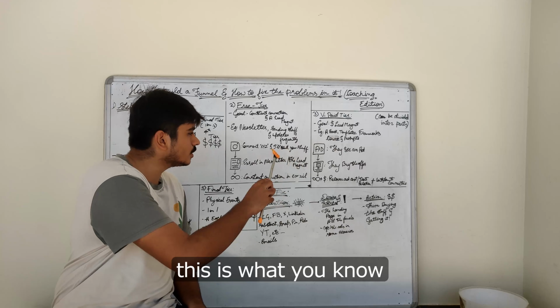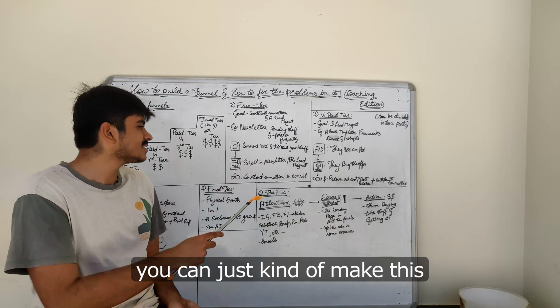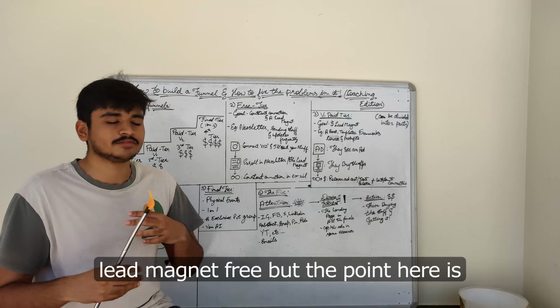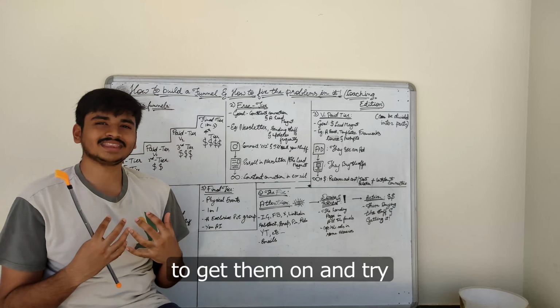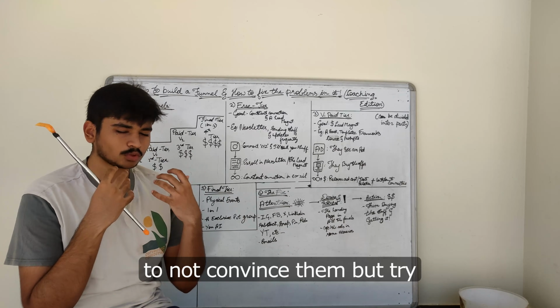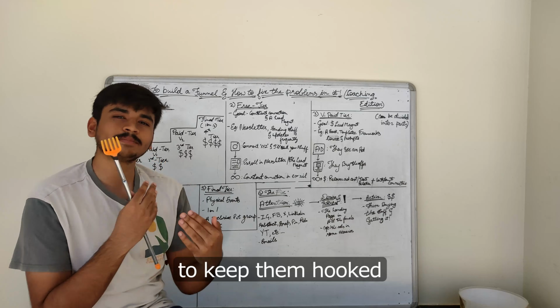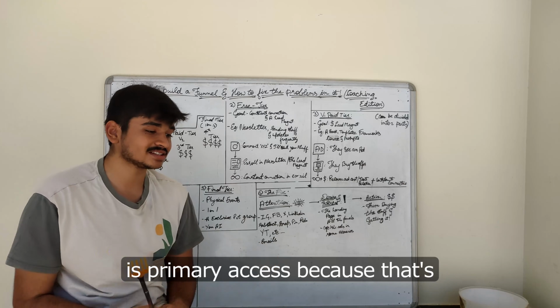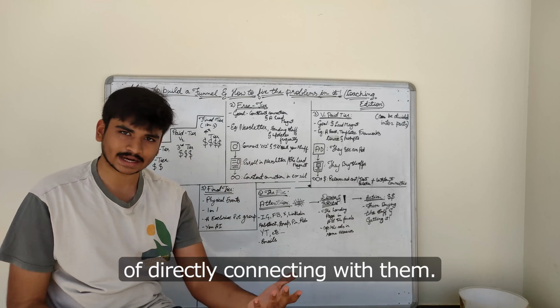So basically, you can make this, and then they enroll in your newsletter. It can be that, or you're giving some lead magnet free. But the point here is not to convince them per se, but to keep them hooked to you and get close to you. Getting their email is primary access because that's where you're directly connecting with them.